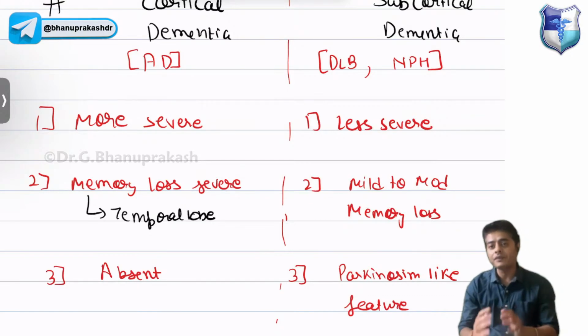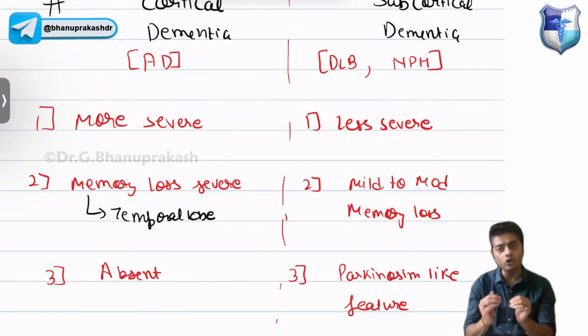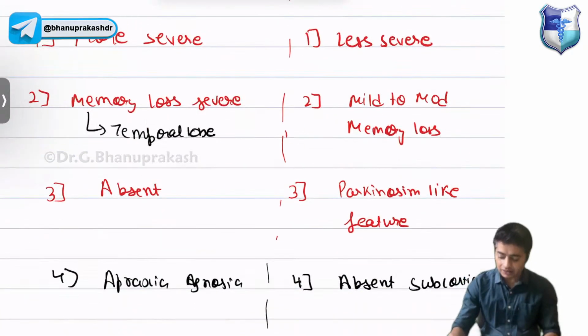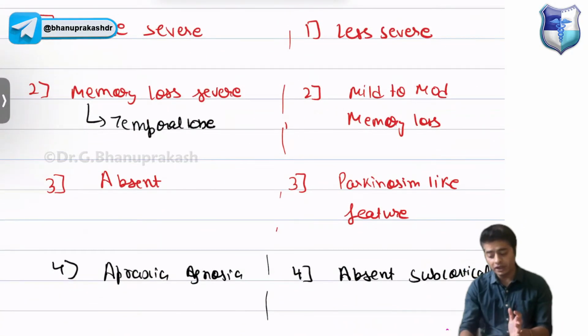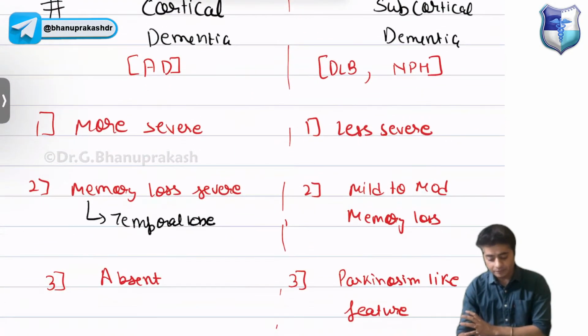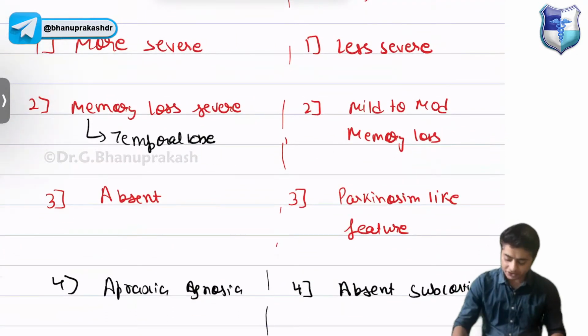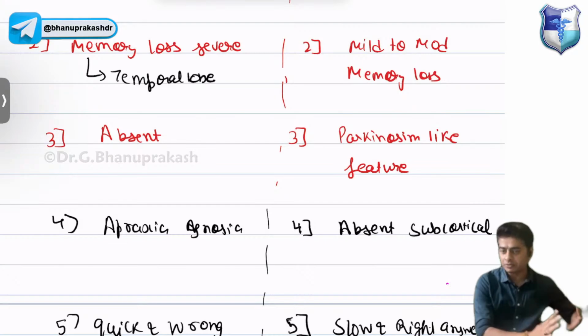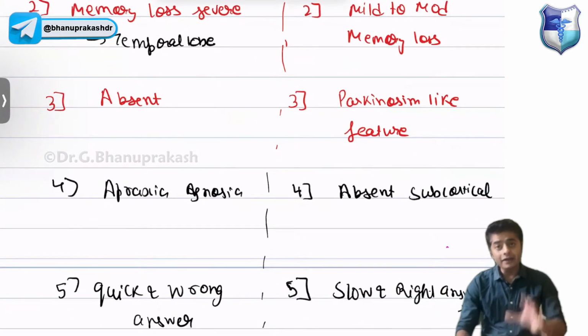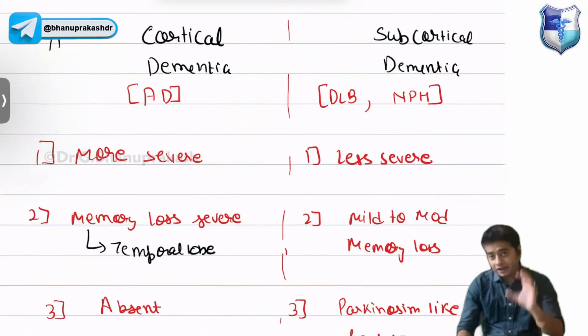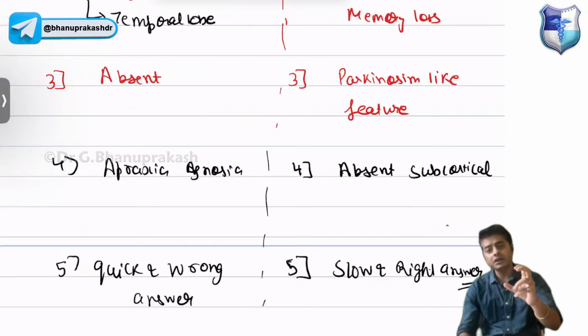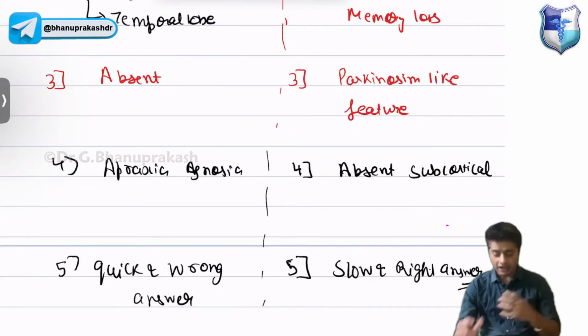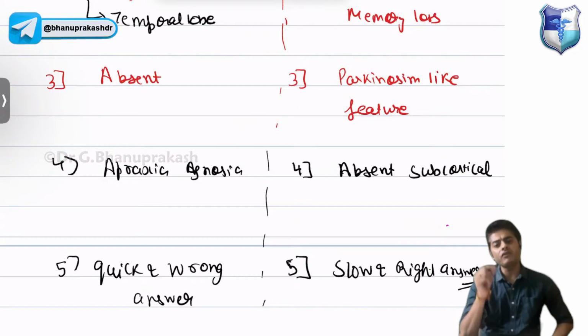But when you compare it to subcortical, the memory loss will be mild to moderate. Then Parkinson features will be more in subcortical dementia, but less in a cortical dementia patient. Then comes apraxia and agnosia. It will be present in an Alzheimer disease patient, but absent in subcortical. When you ask a cortical dementia patient where he lives, and suppose he lives in Delhi, he will say, I am living in West Bengal.